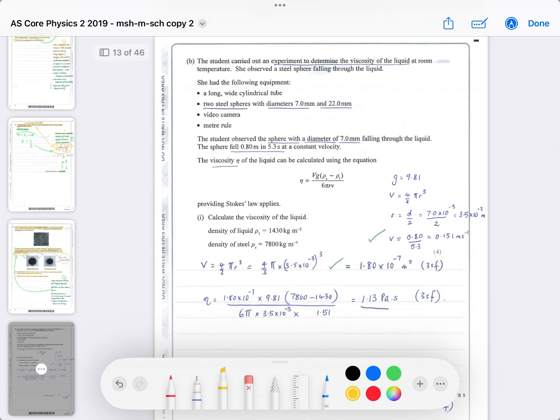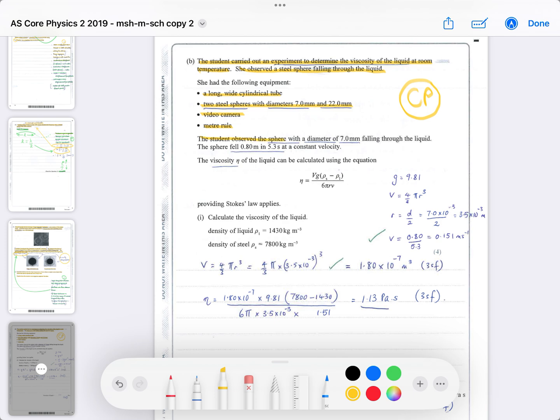Now, part B says the student carried out an experiment to determine the viscosity of the liquid at room temperature. She observed a steel sphere falling through the liquid. Now, that's another core practical from the materials topic, viscosity, so you need to be familiar with the details. She had the following equipment: a long, wide cylindrical tube, 2 steel spheres with diameters slightly different, well, 3 times bigger actually, roughly, a video camera to record the motion, and a meter ruler.